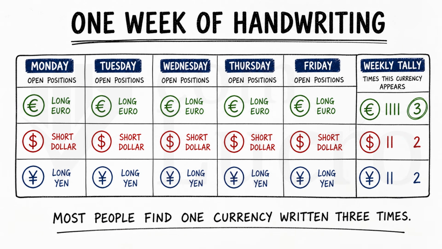So, homework, and it's a quick one. For 1 week, before you place anything, write your open positions out as currency exposure instead of pair names. Long euro, short dollar, long yen, and so on. Then count how many times the same currency shows up on that list. Most people find one currency written 3 times and had been calling it a portfolio. Seeing it in your own handwriting fixes it faster than any rule I could give you.